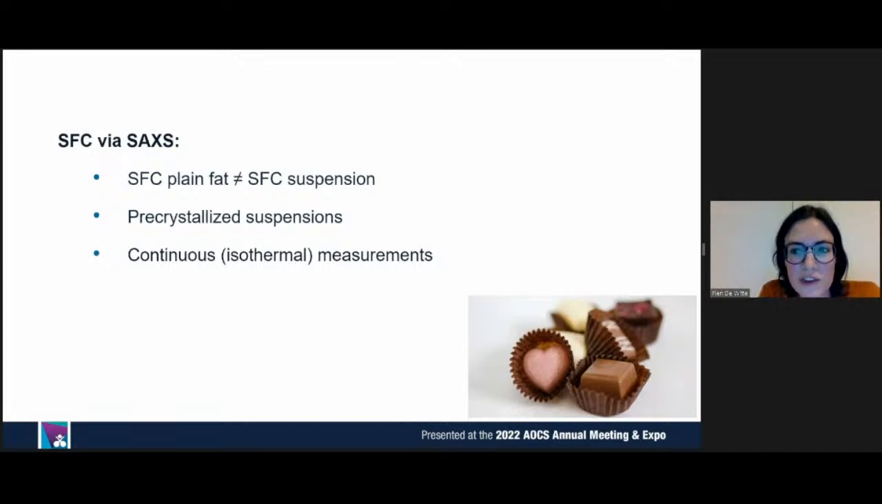To conclude this presentation, I would like to recap why we would like to study the solid fat content via small angle X-ray scattering. First of all, the solid fat content of a plain fat is not necessarily the same as the solid fat content of a suspension with this fat. Secondly, SAXS allows us to study pre-crystallized suspensions and ready-made products. And thirdly, small angle X-ray scattering allows us to follow the sample during continuous isothermal crystallization. To end this presentation, I would like to thank you all for your attention and thank the FWO for the research funding. Thank you.